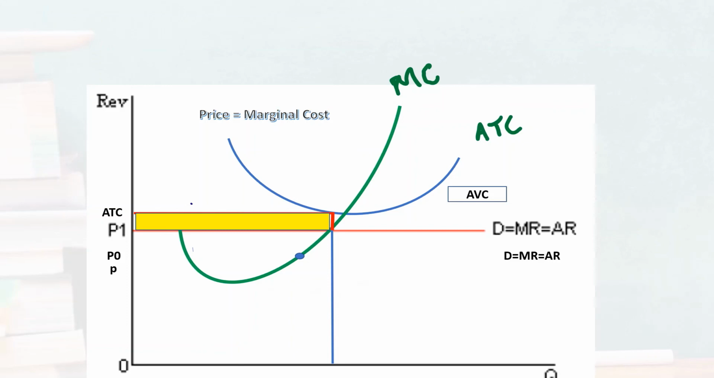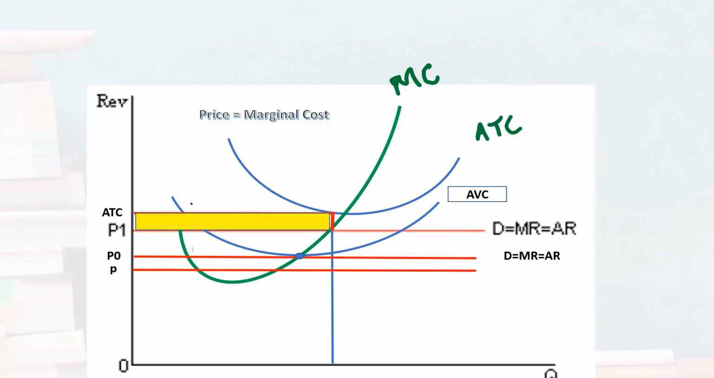Further, if you look at this firm, you can see that when the price is equal to P naught, that price is equal to the average variable cost for this firm. So here, whether the firm should remain in the business or leave the business depends on what the firm determines. But if the price goes further below this P naught, then the firm will definitely shut down or stop its business.